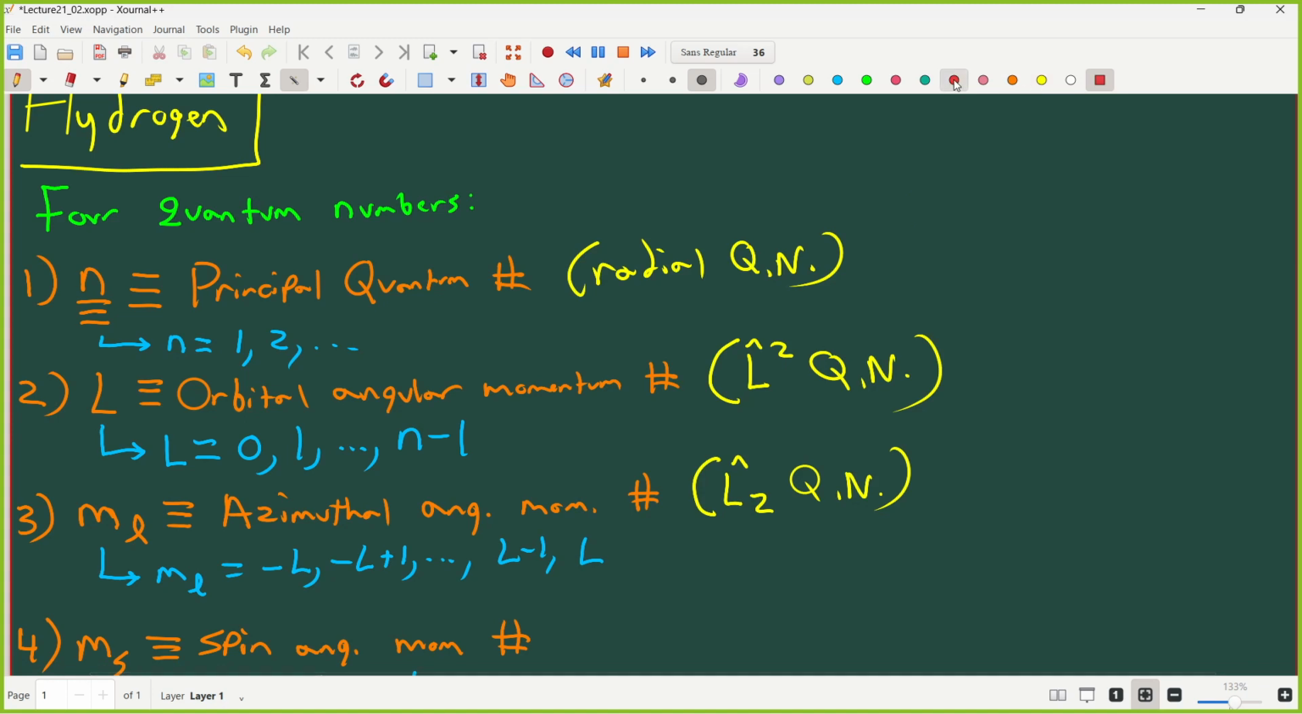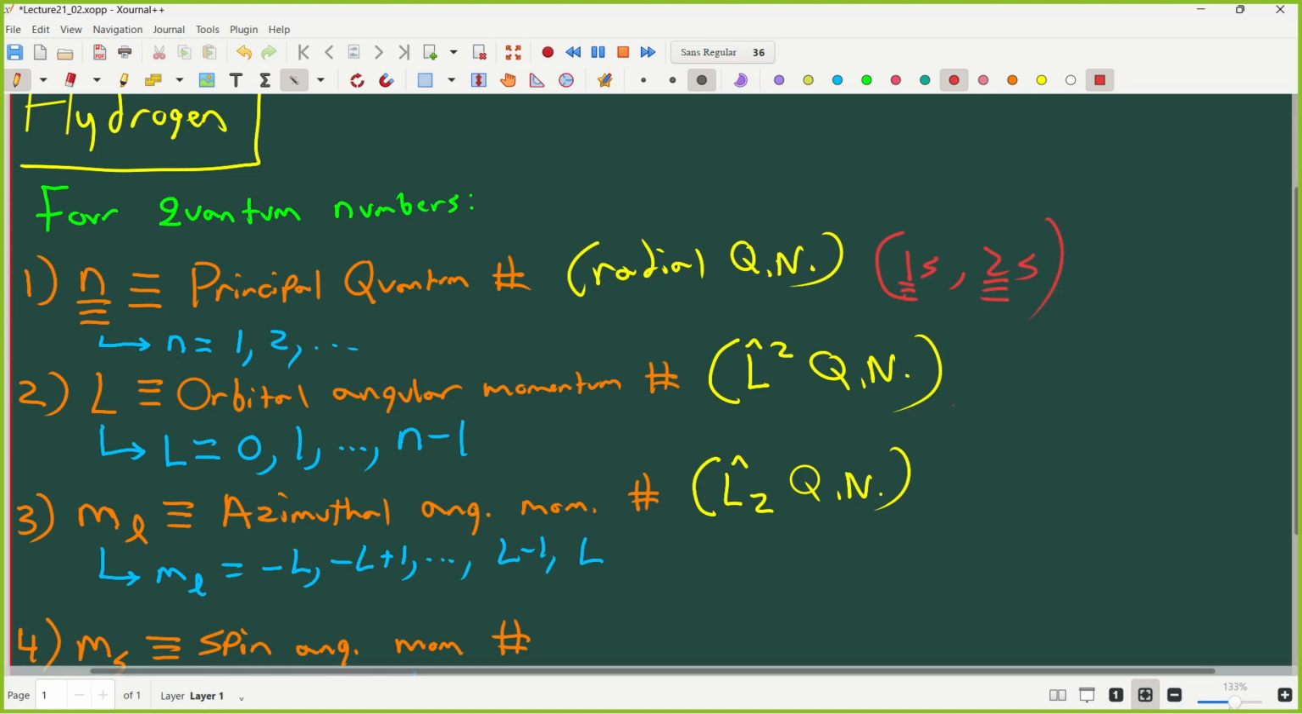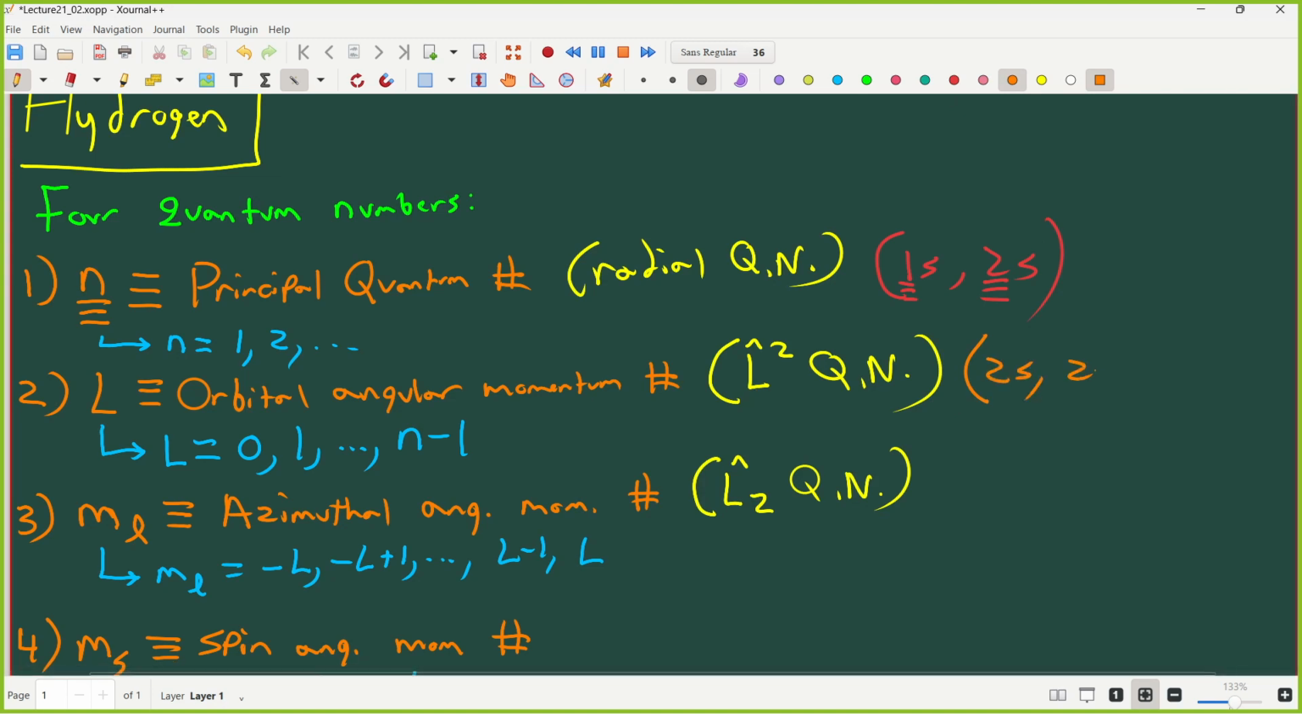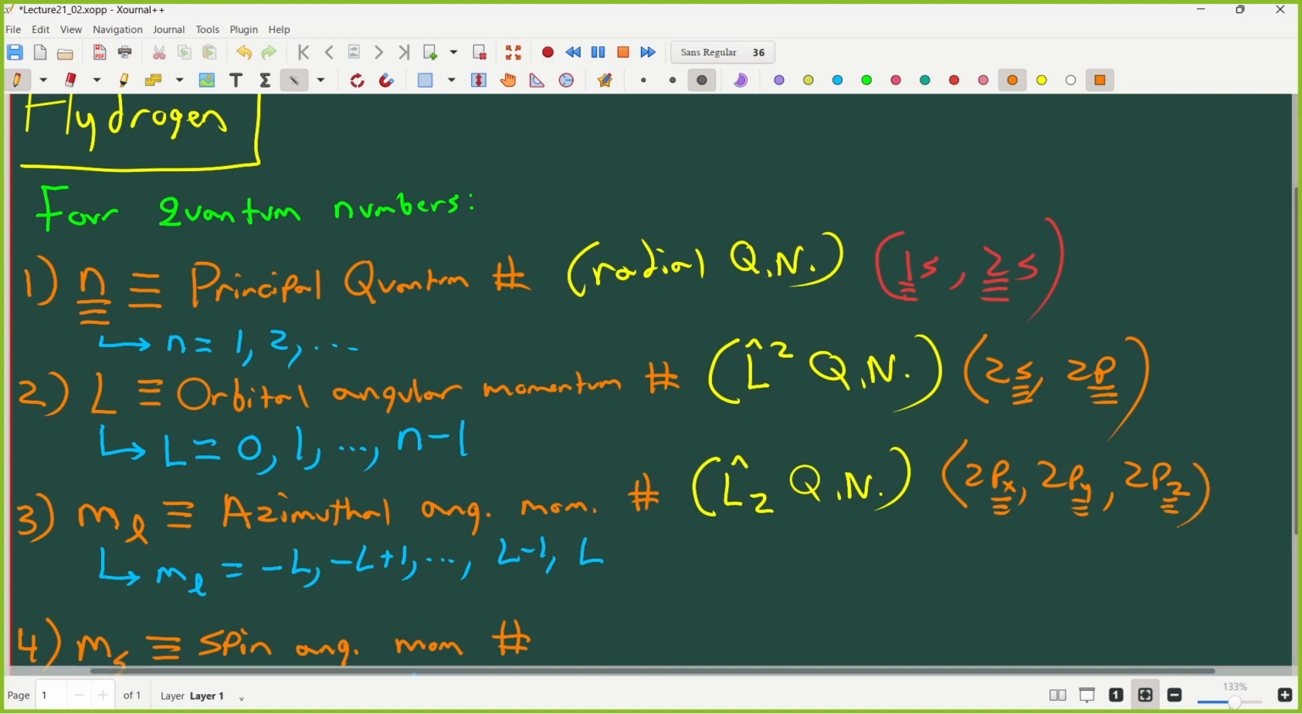So in some ways, I'm just going to reiterate this. This is like the 1s, 2s, it's this number. L squared tells you whether it's 2s or 2p. And m sub L tells you whether you're in the 2px, the 2py, or the 2pz orbital. It specifies which substate you're in. Okay, and with these 3 numbers, we can define any energy level of the electron in the hydrogen atom. This gives us all the orbitals we know.